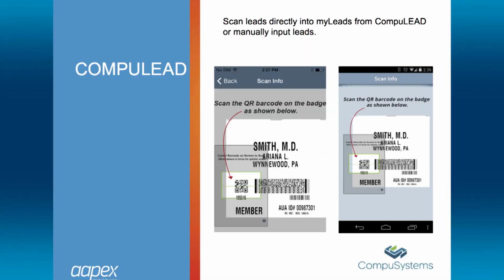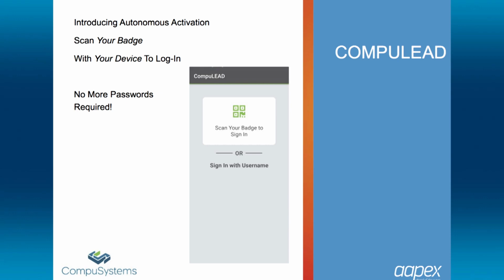For all the CompuLead shows, we're aiming for the QR code. So that's going to be the square one on the side of the badge. And again, that autonomous activation, that's actually the most popular feature we've rolled out in the past year, and a lot of people are very, very fond of it, especially show organizers, because you don't have to chase down 15, 20 different people, hand out passwords, make sure they didn't fat finger the numbers. It makes it a whole lot easier.